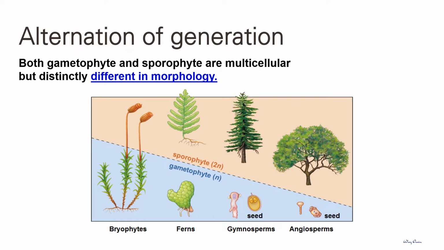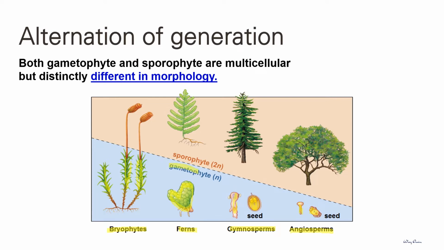This diagram summarizes the gametophyte and sporophyte of four main groups of Kingdom Plantae. Both gametophytes and sporophytes are different in morphology. It means they are different in physical appearance. For instance, these are the gametophytes of the Bryophytes, and we have the gametophytes of Pteridophytes, gametophytes of Gymnosperms, and lastly the gametophytes of Angiosperms.